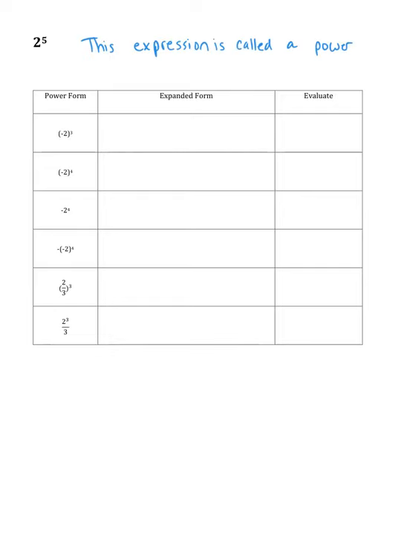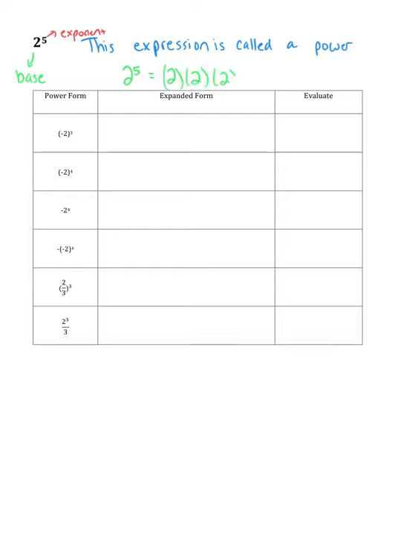This expression is called a power and represents the repeated multiplication of the same number. So here, the 2 is called the base, and the little number 5 is called the exponent. So 2 to the 5 says that we repeat the multiplication of 2 5 times.